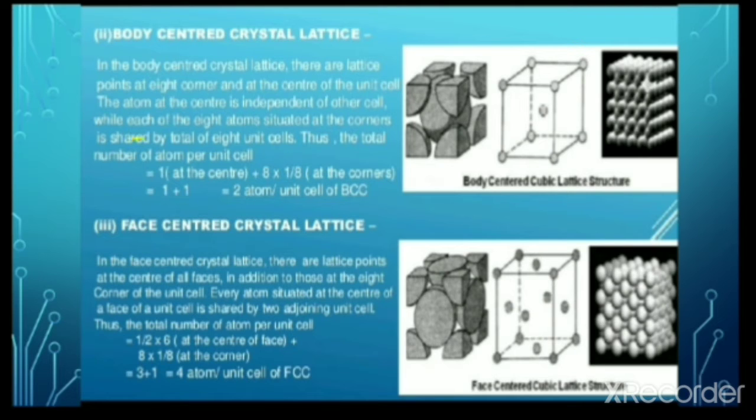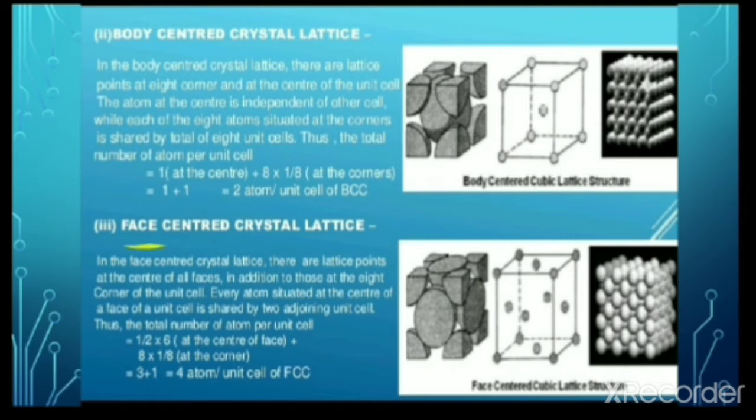Each of the 8 atoms situated at the 8 corners is shared by a total of 8 unit cells. Thus the total number of atoms per unit cell is equal to 1 atom at the center plus 8 atoms at the 8 corners, each contributing 1 by 8th. Then 1 plus 8 into 1 by 8, that is 1 plus 1, there are a total of 2 atoms per unit cell of the body centered cube.